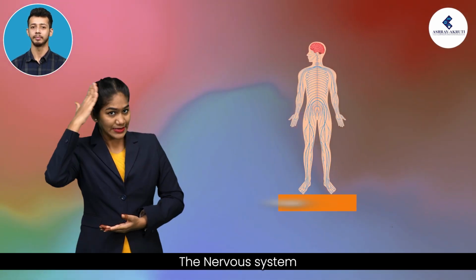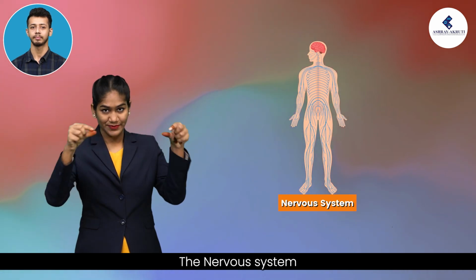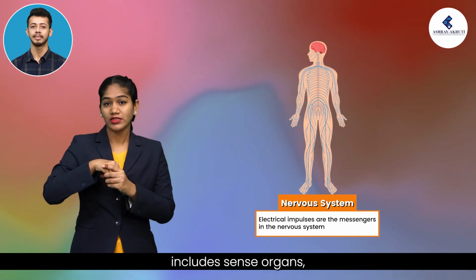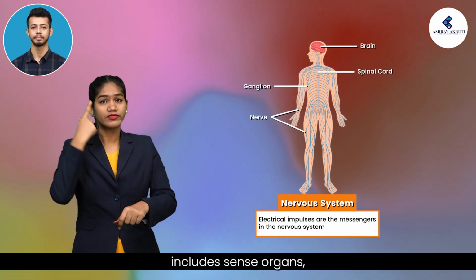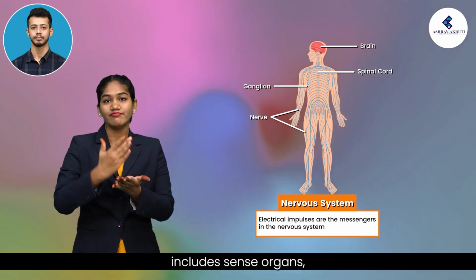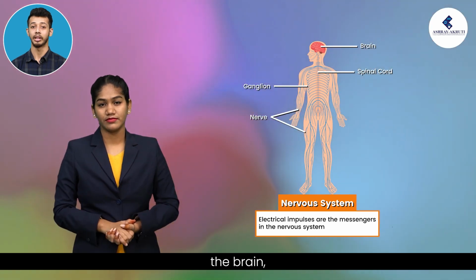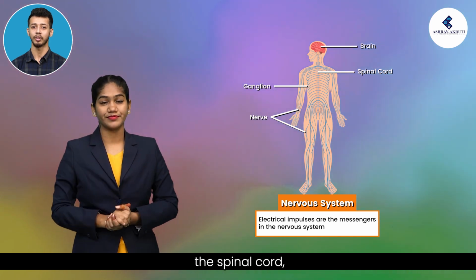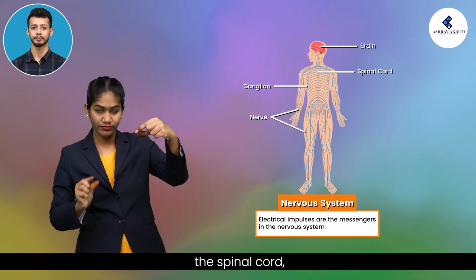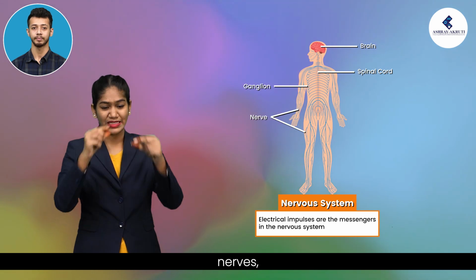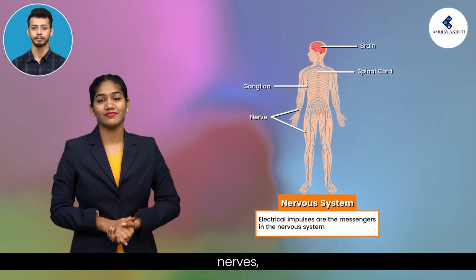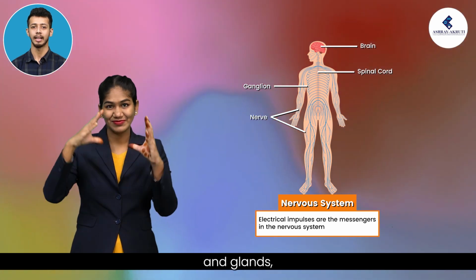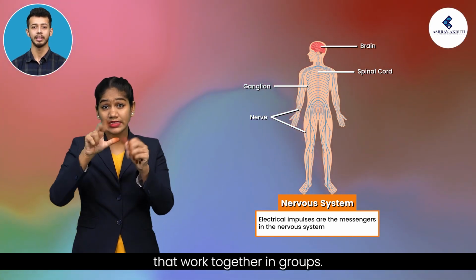The nervous system includes sense organs, the brain, the spinal cord, nerves, muscles, and glands that work together in groups.